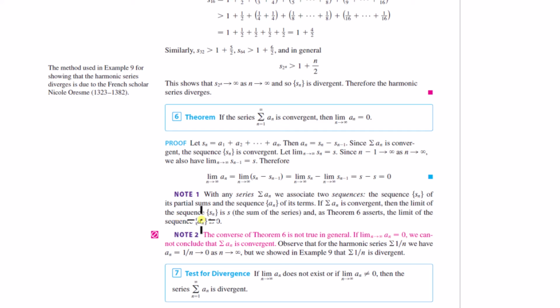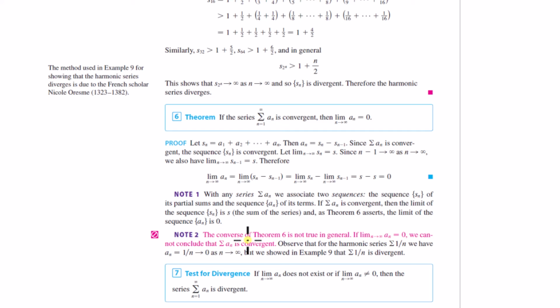If the infinite sum of the A sub n's is convergent, then the limit of the sequence is definitely convergent, right? Oh, yeah, because these mean the same thing. If this is convergent, then the sequence S sub n is convergent 100%. And as Theorem 6 asserts, the limit of the corresponding sequence is 0. Yeah, that's what we just said.